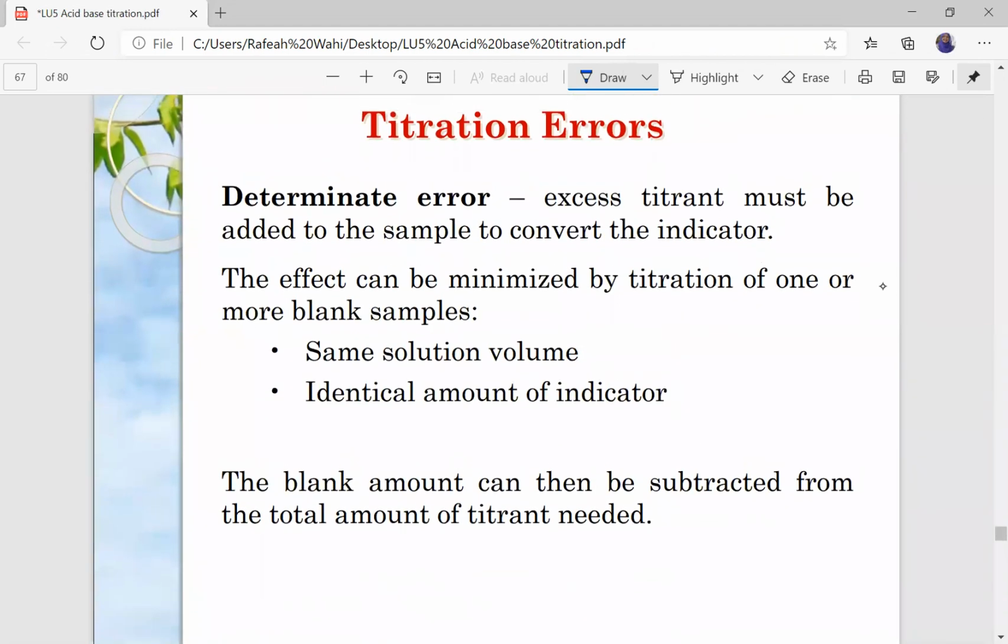So about titration error, excess titrant must be added to the sample to convert the indicator. Okay, so the effect can be minimized by titration of one or more blank samples. So when you do titration, it's important for you to have a blank sample in order to minimize the determinate error. So a blank sample can be done by using the same solution volume and identical amount of indicator. Okay, the blank amount can then be subtracted from the total amount of titrant needed. Okay.